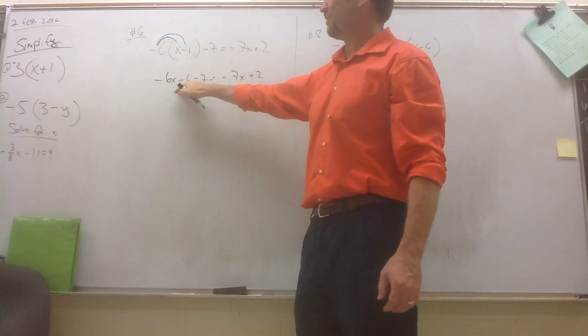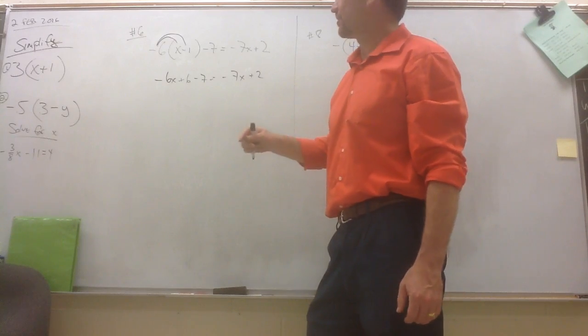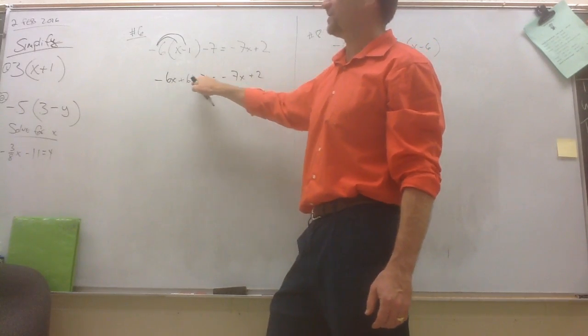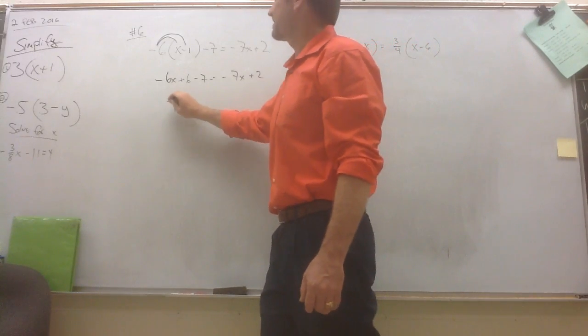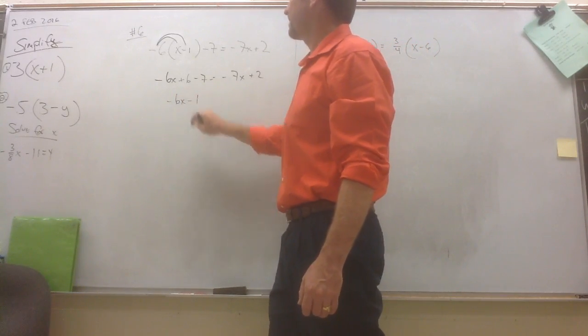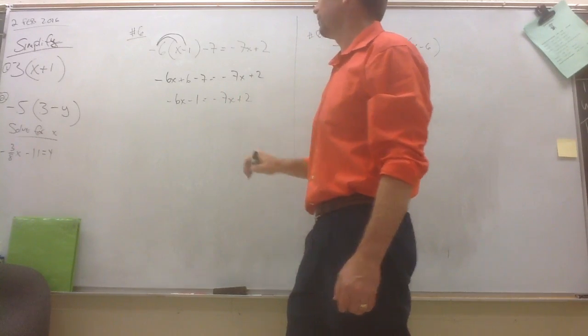Okay, so right here I got a positive 6 and a negative 7. We should combine those like terms. If we combine a positive 6 and a negative 7, we end up with a negative 1. So let's make this negative 6x minus 1 equals negative 7x plus 2.